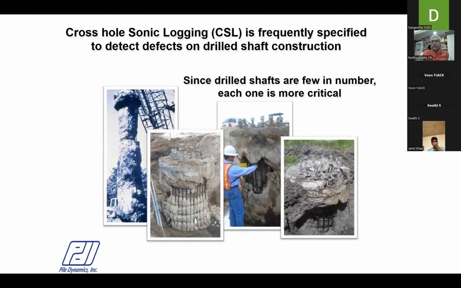And we need to have an evaluation of the integrity for every drilled shaft, because these are few in numbers, particularly for our infrastructure projects. For example, your metro rails or high-speed rails, there are 4 or 5 piles per group for a pier. So each of them should be integral, okay, or homogeneous.